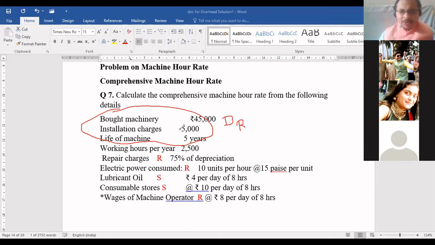With this information, can we calculate depreciation? Any formula if you remember? You have studied this formula already somewhere. Machinery plus installation, 45,000 plus 5,000, divided by 5, 10,000. Machinery plus installation divided by life of machine. Very good. That is the formula for calculating depreciation: purchase price of machine plus installation charges minus scrap value, divided by life of machine. Correct? Yes, sir.